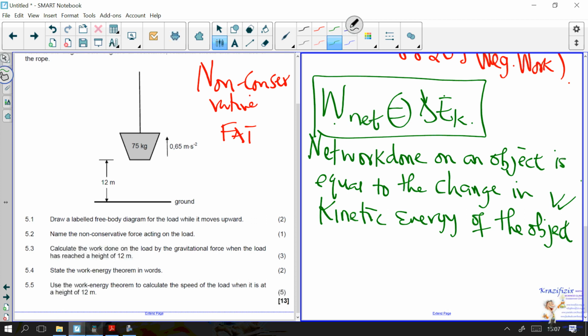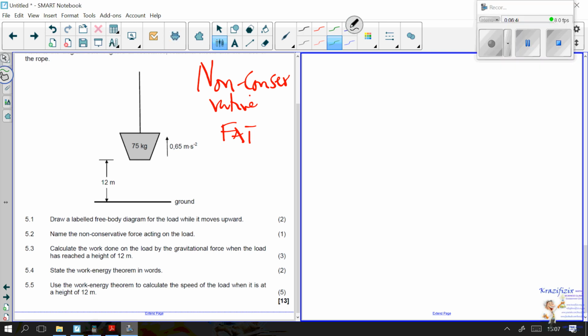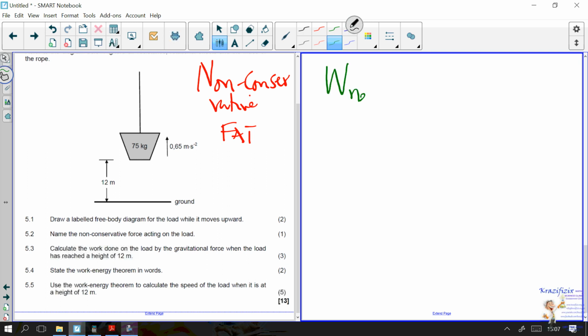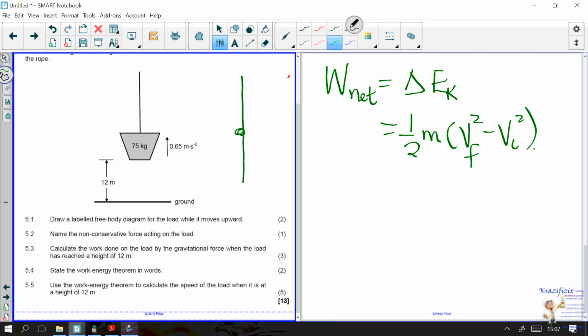Use the work energy theorem now to calculate the speed of the load when it is at a height of 12 meters. So my first attempt is to write this: work net equals the change in kinetic energy, which is half m times vf squared minus vi squared. The issue now is this. Let's see, if you look at my free body diagram, remember what the free body diagram looks like. Let me come to the side and just quickly draw there.